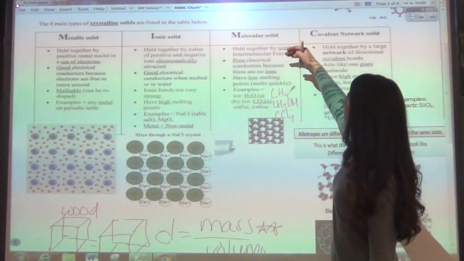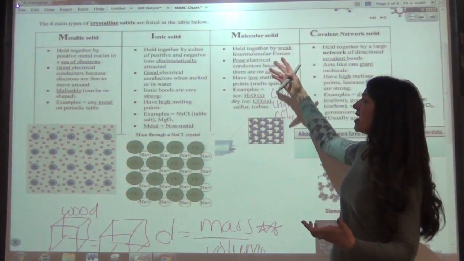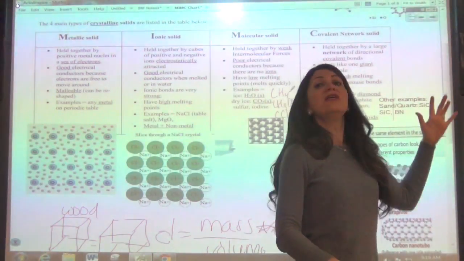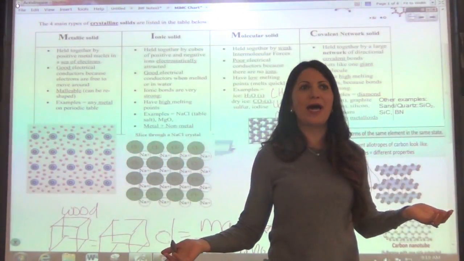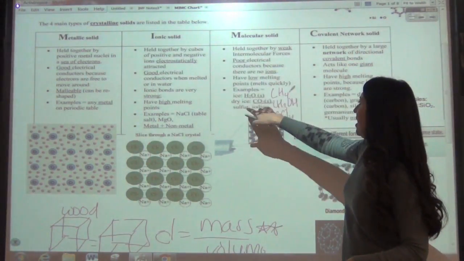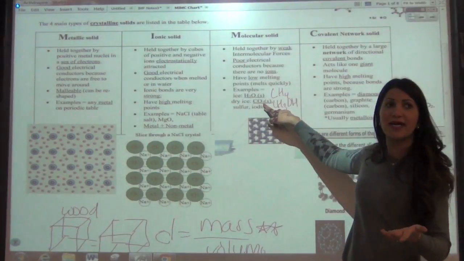So these are held together by weak IMFs. Typically, these are going to be non-metals bonding or water with the non-metal. Sometimes a metalloid with a non-metal can form molecular solids. Low melting points, just like we said, and examples are water, dry ice, like carbon dioxide.